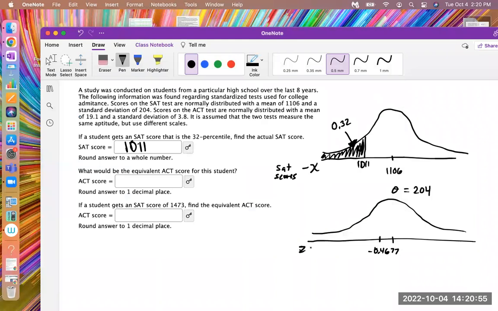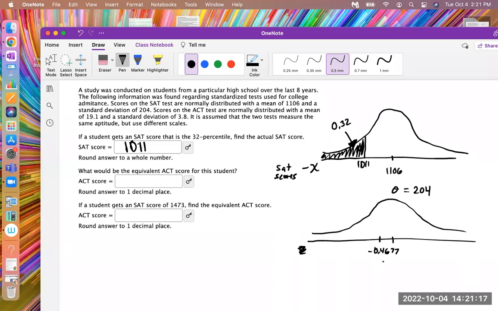This is the standard normal curve with the z value. So that's the z-score of the 1011. That's just the number of standard deviations away from the mean. So it's about half of a standard deviation below the mean. It makes sense because it's to the left of the mean there.